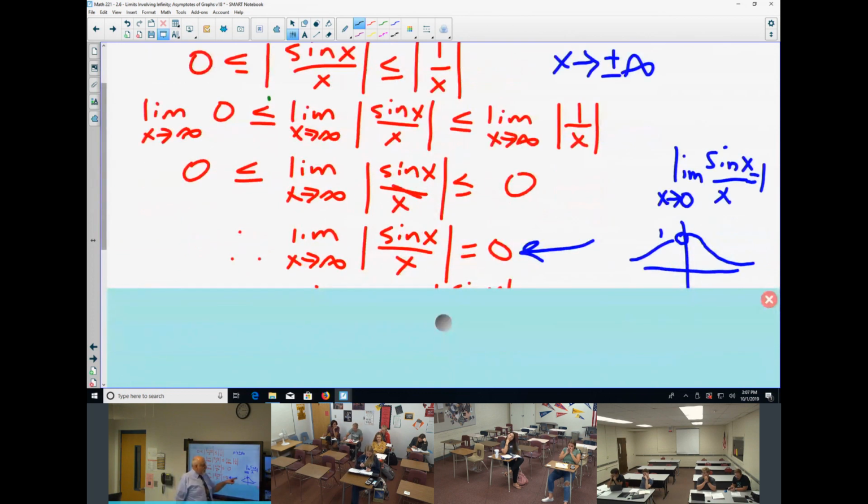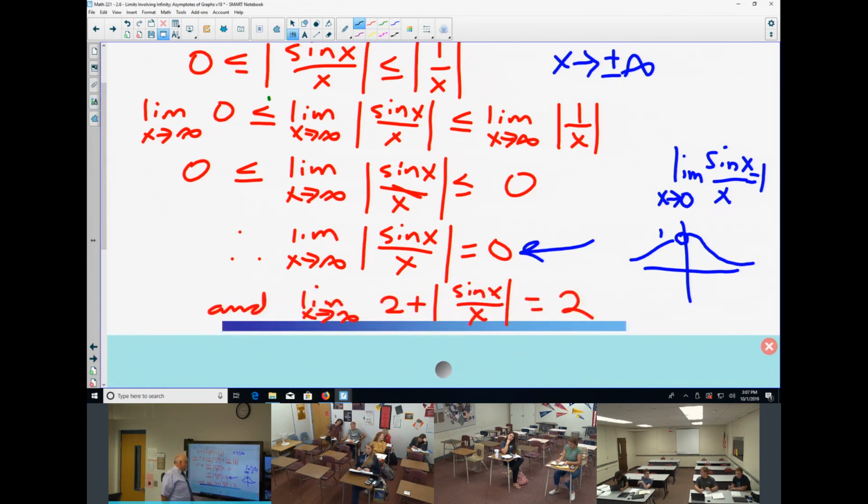Again, here's the graph of sine x over x. You might remember that. So as x is approaching 0, the y value here is 1. But as x is approaching infinity, the y value goes to 0.